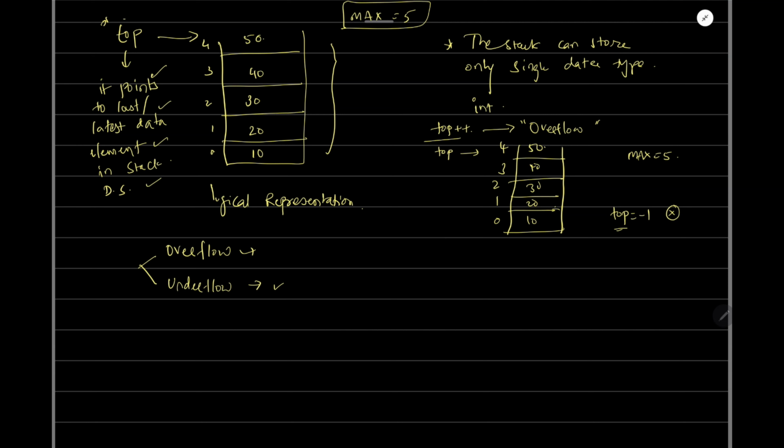So the overflow condition is whenever the top is pointing to more than the index value. In this case, if it is pointing to more than 4, then we say it is an overflow condition. Underflow condition is when top becomes -1, or we simply say top is less than 0. So in this situation we call it an underflow condition. This is the overflow condition.